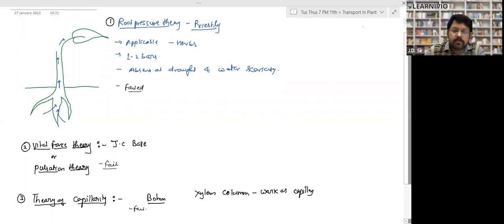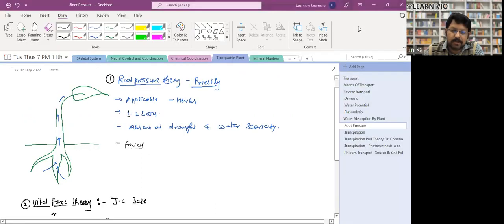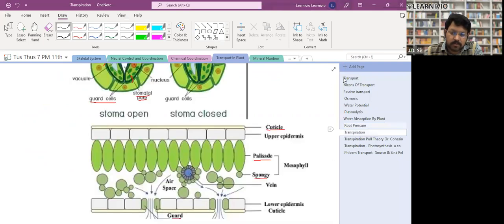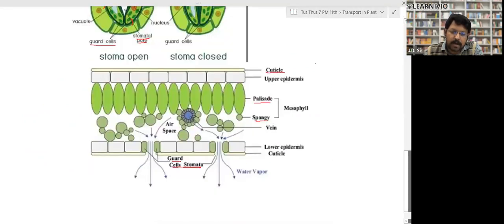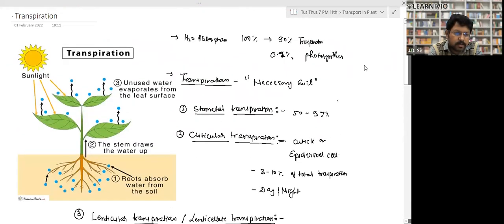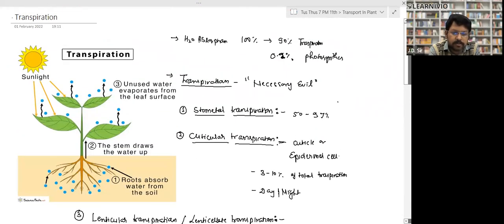Now, if all these three theories fail to explain how the movement of water takes place, then what is the actual theory? So first, before going into that, how does the water movement take place? First, try to understand what transpiration is, or what the transpiration pull is.